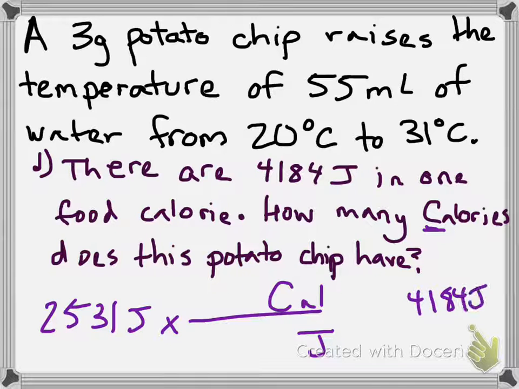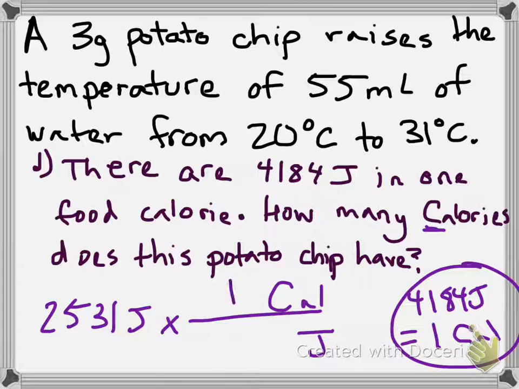So this is called a conversion factor, and notice that 4,184 joules is equal to 1 calorie. Those are the same exact value. They mean the same thing, they just have different units. It's like saying 12 inches is equal to 1 foot. They are the exact same length, just with different units.